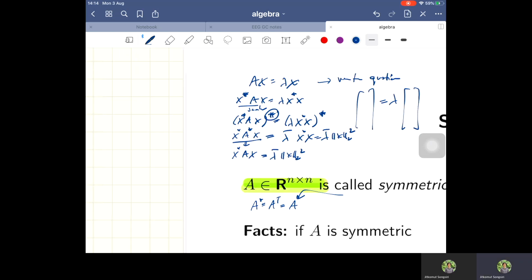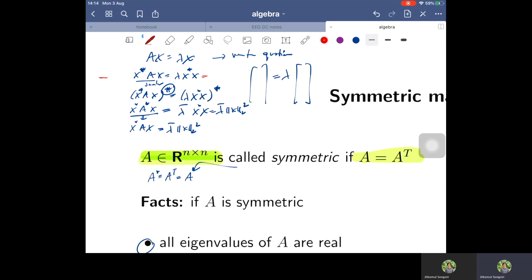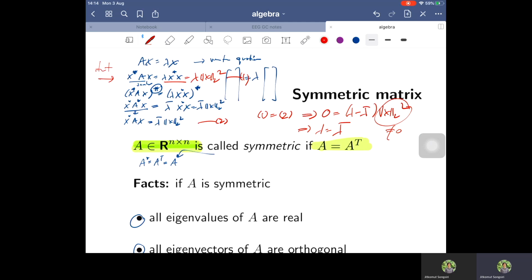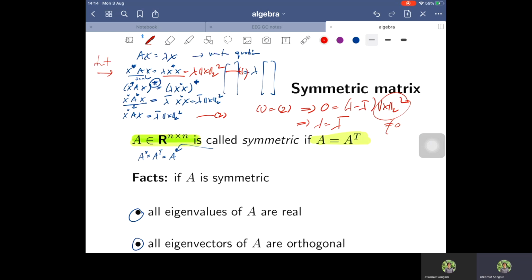Compared to the first one, this is where we start: x* A x equals lambda x* x and equals lambda norm of x squared. So if you equate 1 and 2, what you're going to get is that 0 equals (lambda minus lambda bar) multiplied by norm of x squared. Of course this is non-zero because x is an eigenvector. This implies lambda equals lambda bar, and that shows that the eigenvalues of symmetric matrices are real.